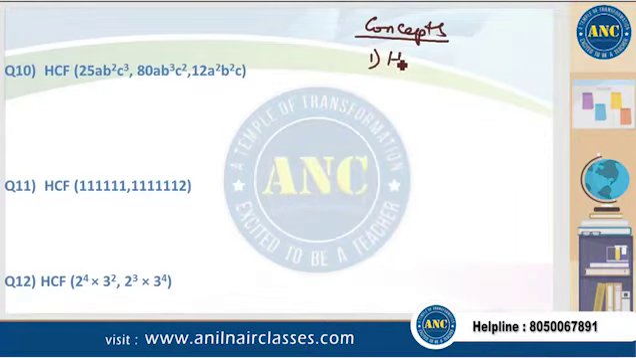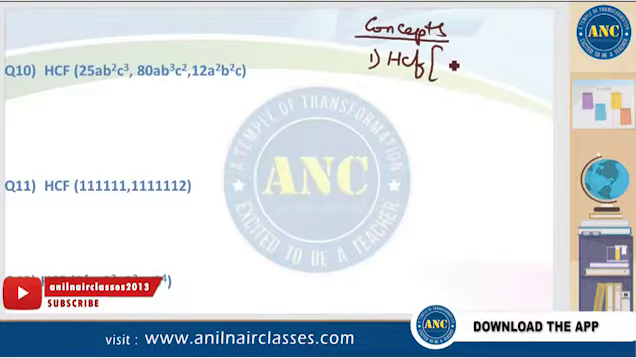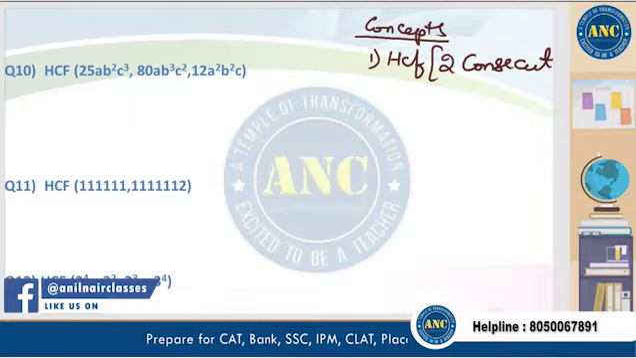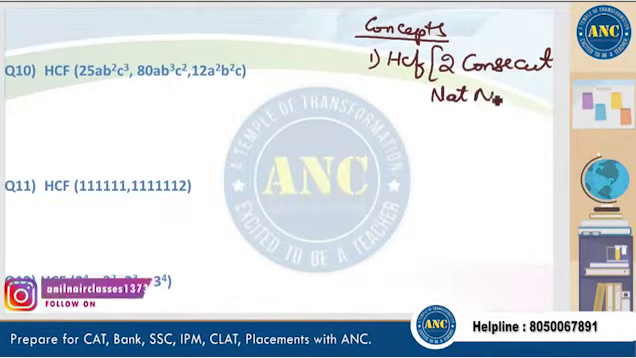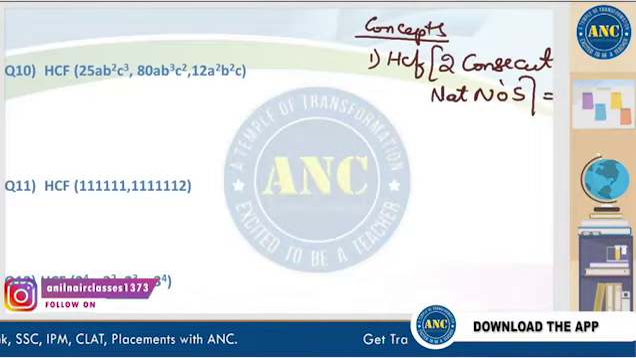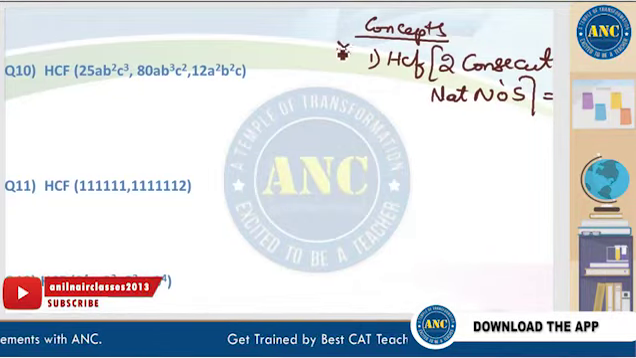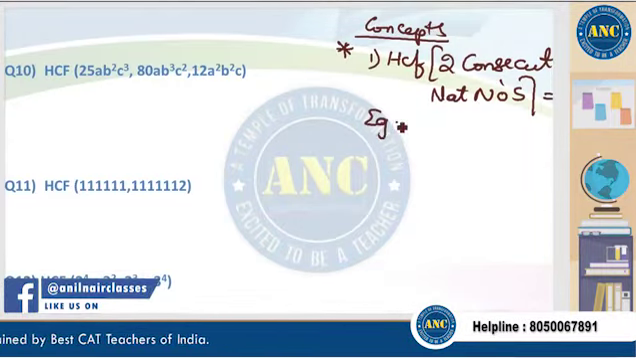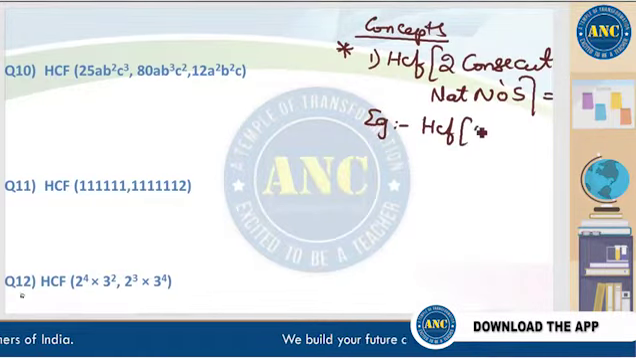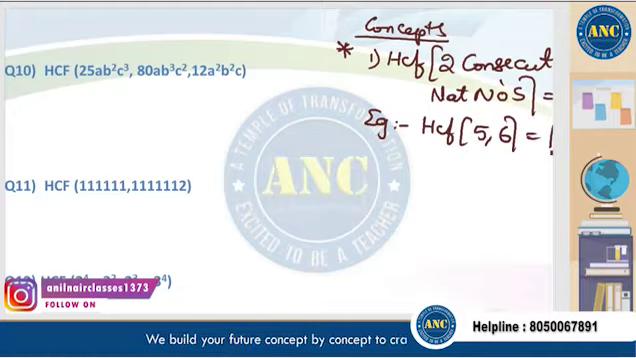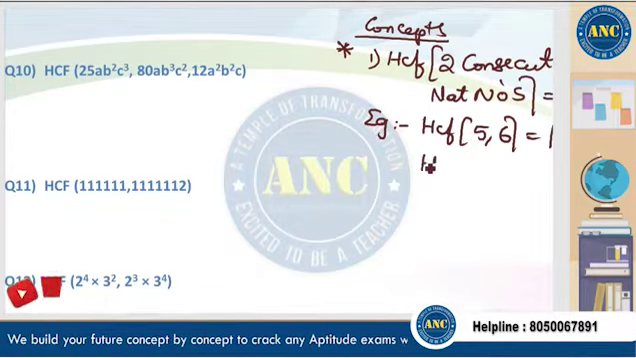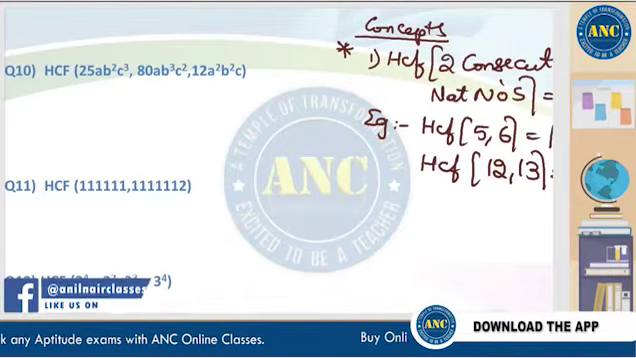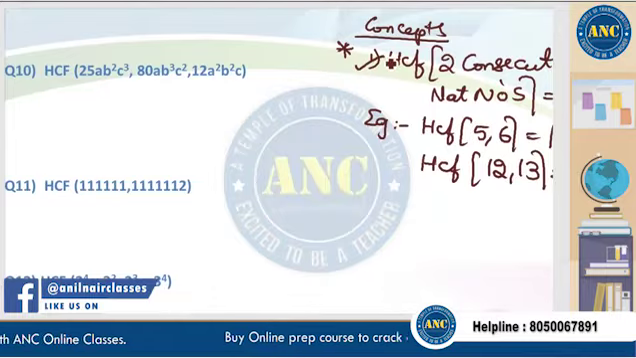First concept: HCF of 2 consecutive natural numbers is always 1. This is the first important key point. For example, HCF of 5, 6 is 1 because 5 and 6 are consecutive numbers. HCF of 12, 13 is 1 because these are consecutive numbers.